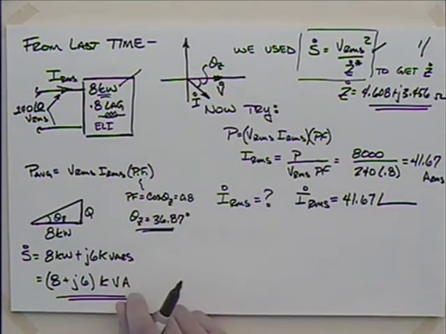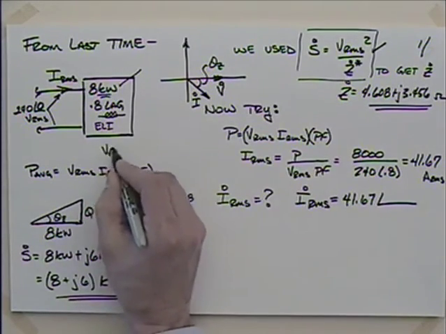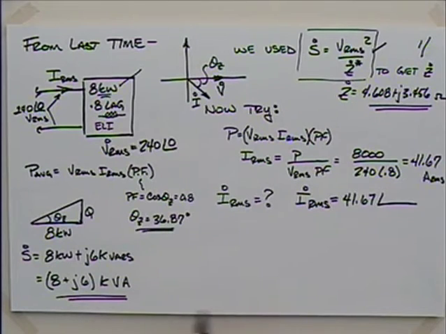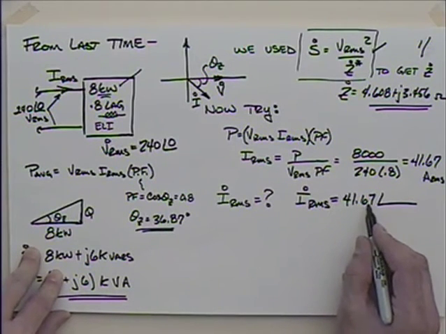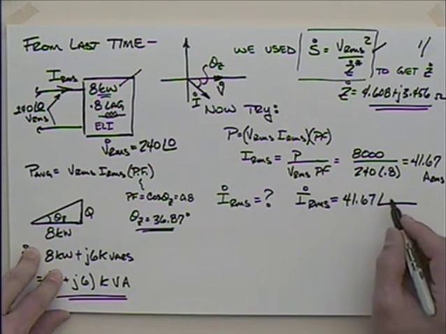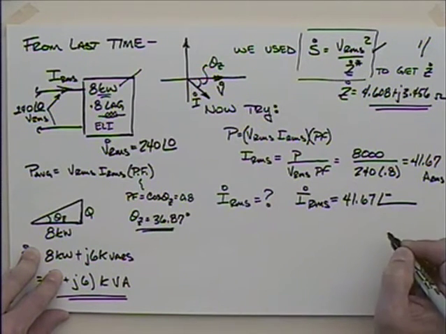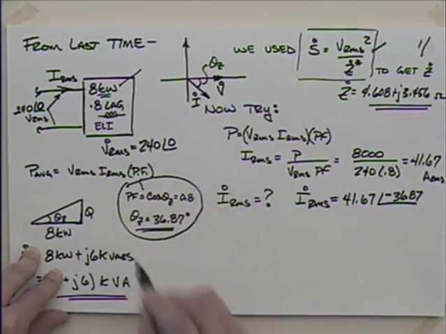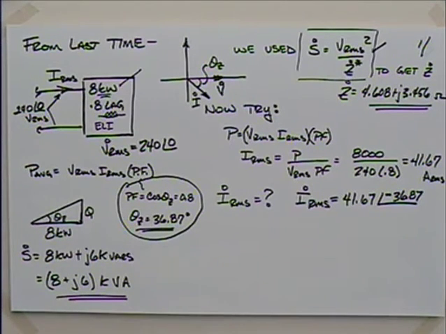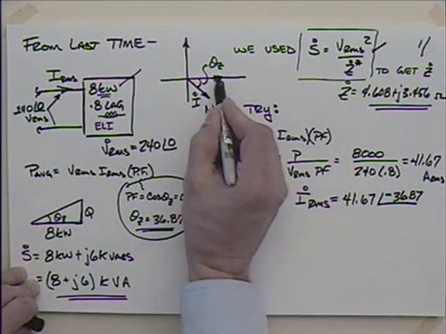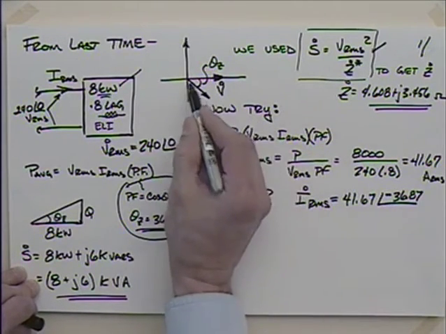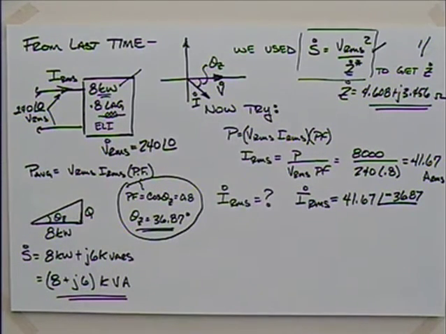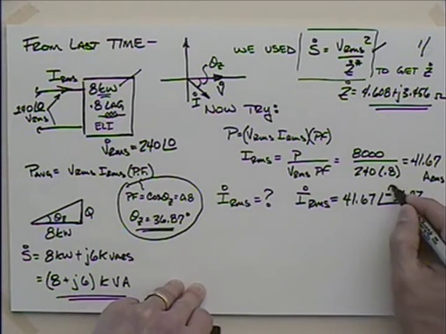Theta sub Z. So if our VRMS were to be expressed as 240 at zero, then our current would have to be what? 41.67. We got the magnitude there. Hopefully that's not in debate. But the angle is going to be a negative 36.87. Where'd that 36.87 come from? Well, it came from the fact that the power factor is equal to 0.8. So, again, if the voltage had a zero phase angle, I know because it's inductive, because it's lagging, that the current has to be down there, that the current has to have a negative angle. This is because it is lagging.